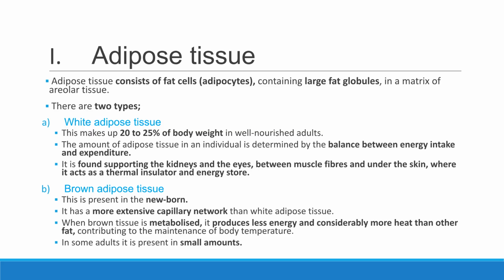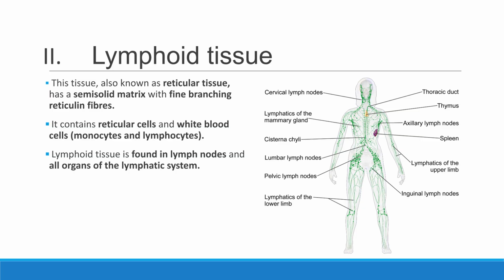Adipose tissue consists of fat cells in an areolar tissue matrix. White adipose tissue stores energy and acts as a thermal insulator. Brown adipose tissue present in newborns produces heat when metabolized to maintain body temperature. Lymphoid tissue, also known as reticular tissue, has a semi-solid matrix with fine reticulin fibers and contains reticular cells and white blood cells. It is found in lymph nodes and all organs of the lymphatic system.